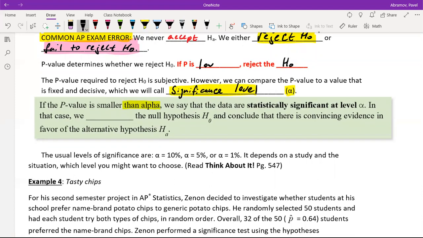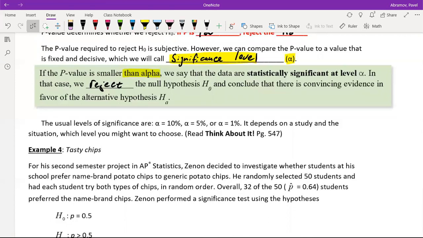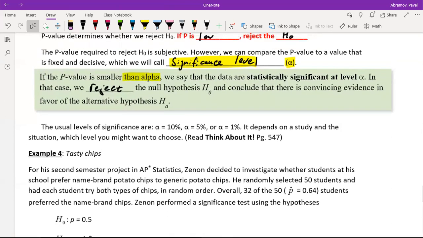In that case, we reject the null hypothesis H0 and conclude that there is convincing evidence in favor of the alternative hypothesis. So once again, notice we reject the null hypothesis, but we do not accept the alternative. We're saying that there is convincing evidence in favor of the alternative. Now, for the level alpha, the significance level, there are three general levels that we usually consider: 10%, 5%, which we've been talking about for a very long time, and 1%.